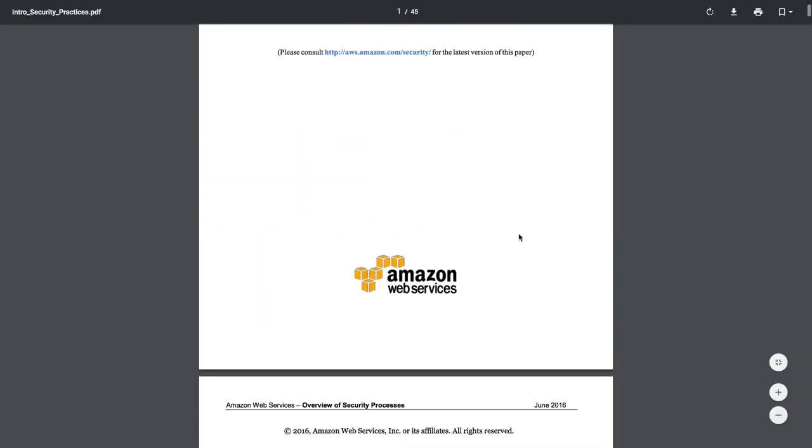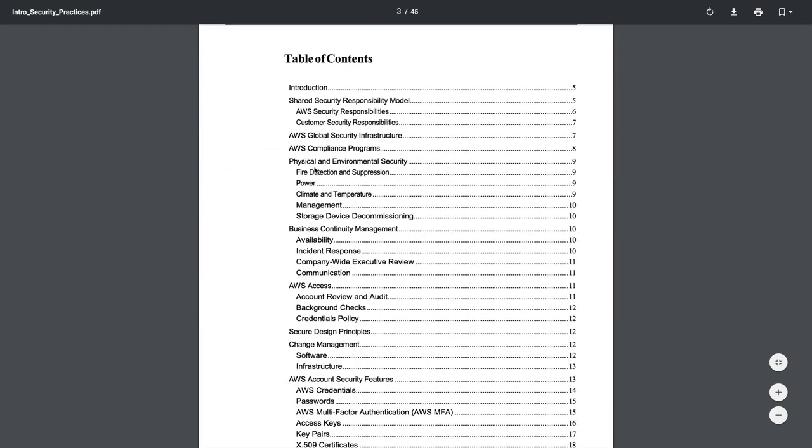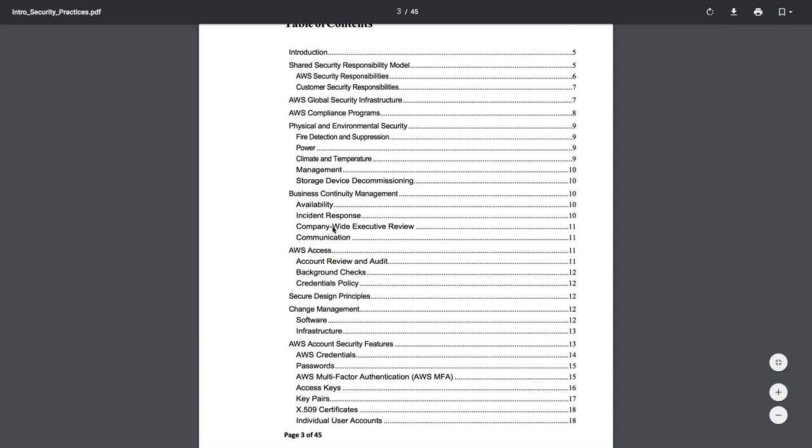So what it covers off is things like how AWS essentially secures the cloud. We're going to go through this in this lecture. We're going to look at things like physical and environmental security, business continuity management, AWS access, secure design principles, change management, etc. So let's start with the physical and environmental security.